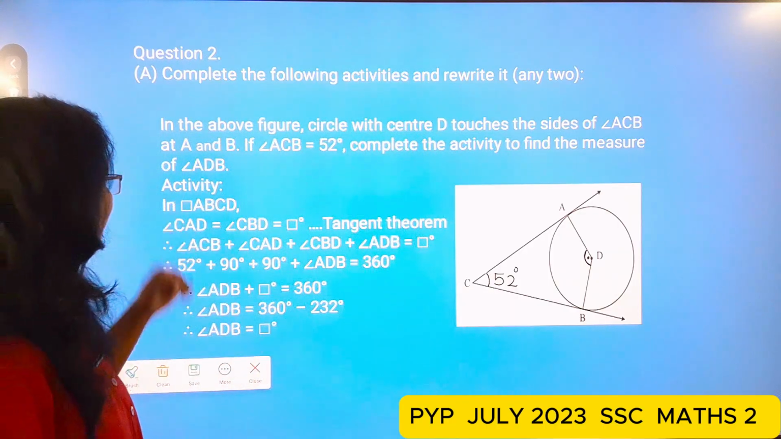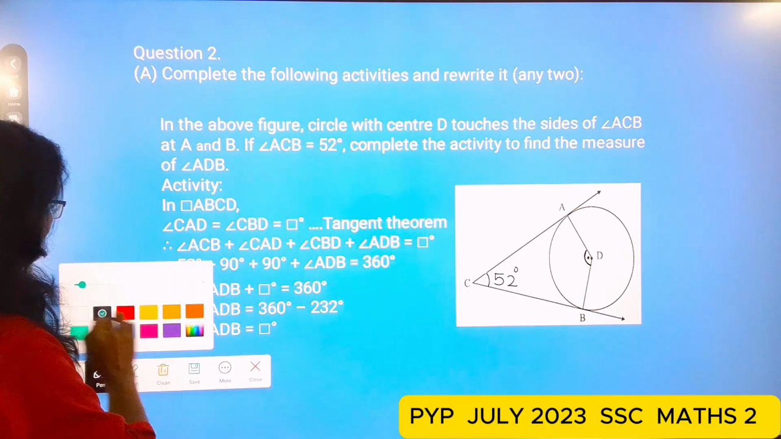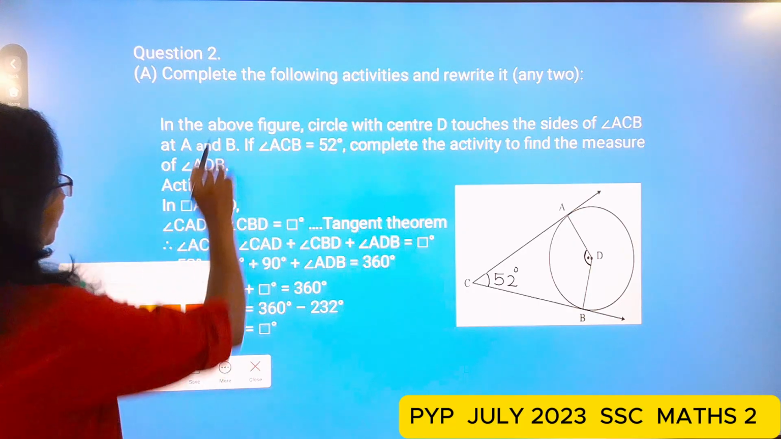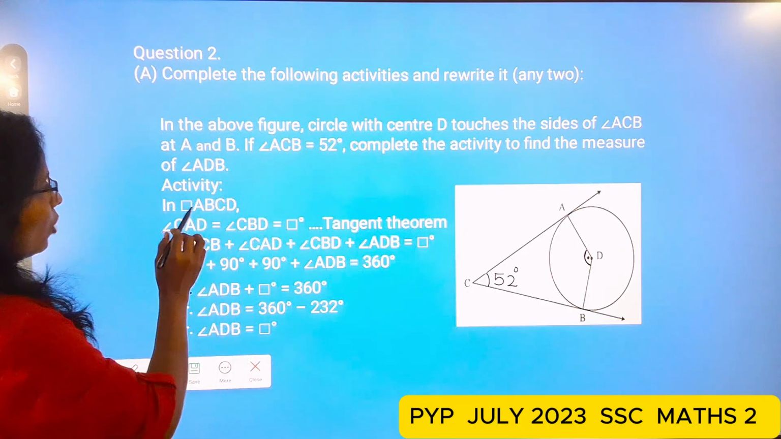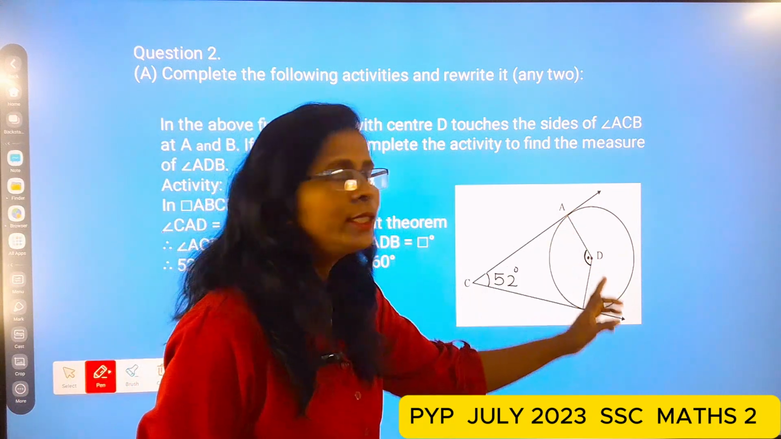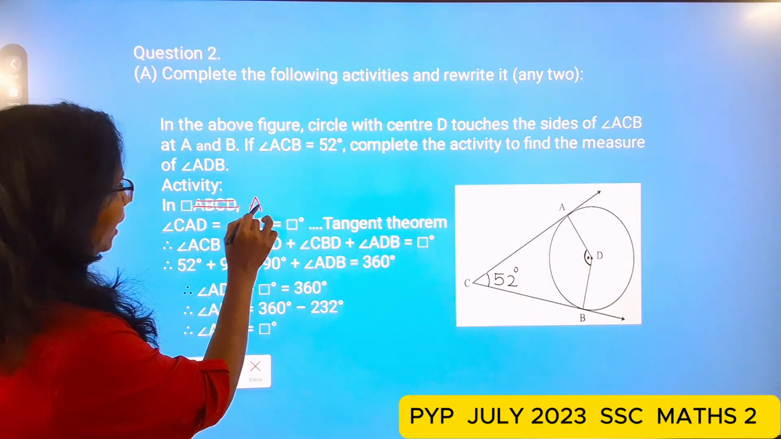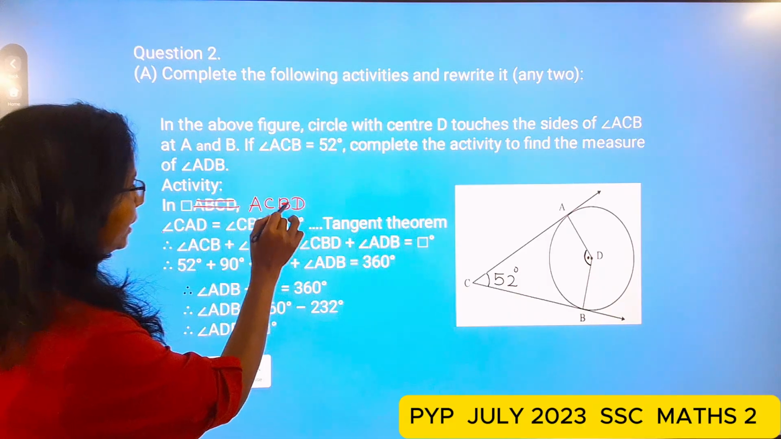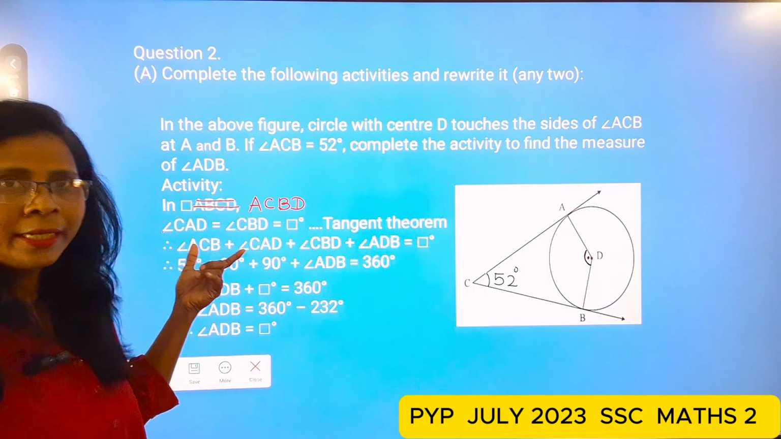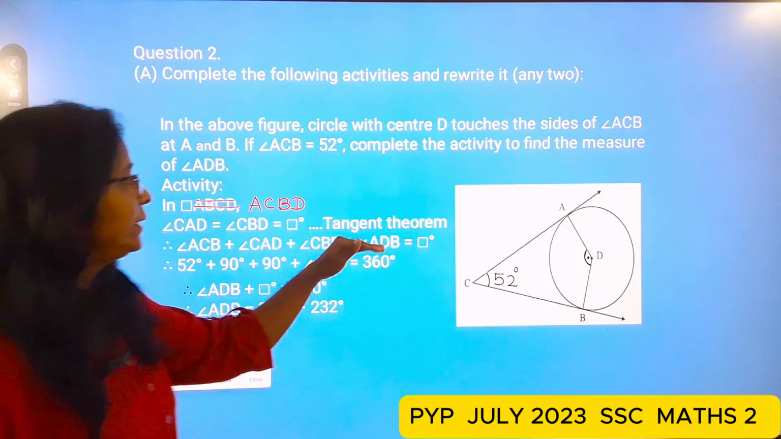Now, students, see the activity. In quadrilateral ACBD, not ABCD, it is the quadrilateral ACBD. Here angle CAD is equal to angle CBD, and that is the bi-tangent theorem.